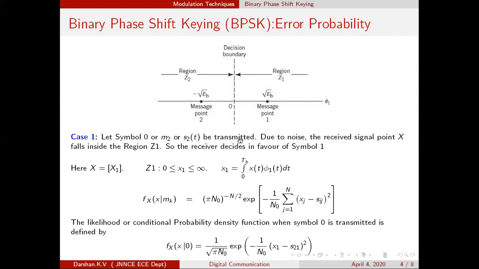You understood this. When it gets transmitted, it will pass through the channel and you will get the signal at the receiver end. That particular signal, let us name it X. This particular X can be plotted in this graph only. Currently, I have not shown that received signal point. So let us assume that the received signal point falls here. Then what is the inference? Symbol 1 might be transmitted.